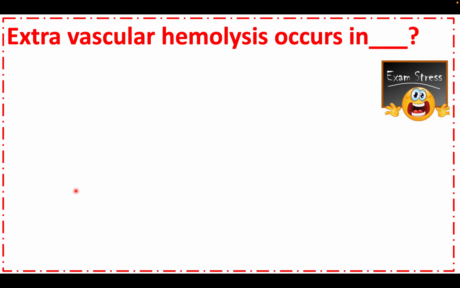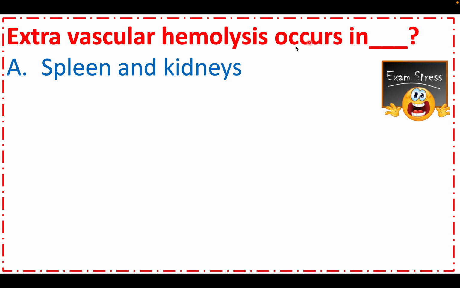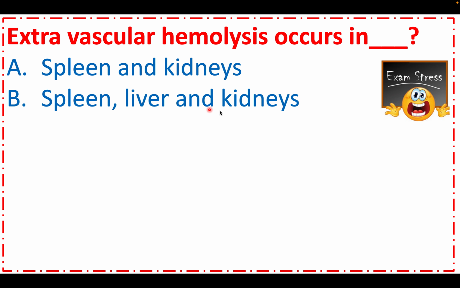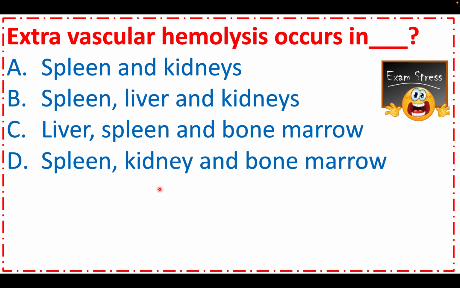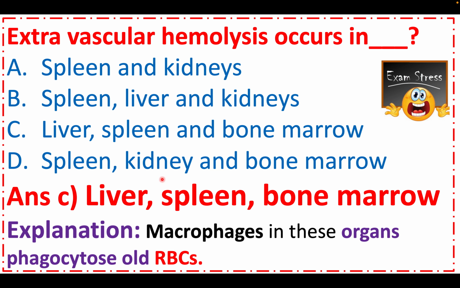Dear students, this is the last MCQ. Extravascular hemolysis occurs in dash. Option A, spleen and kidneys. B, spleen, liver and kidneys. C, liver, spleen and bone marrow. And option D, spleen, kidney and bone marrow. So the correct option is C, liver, spleen and bone marrow.